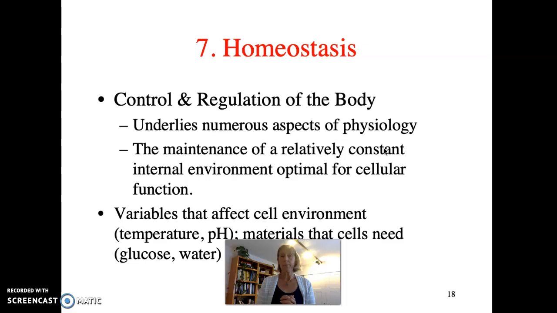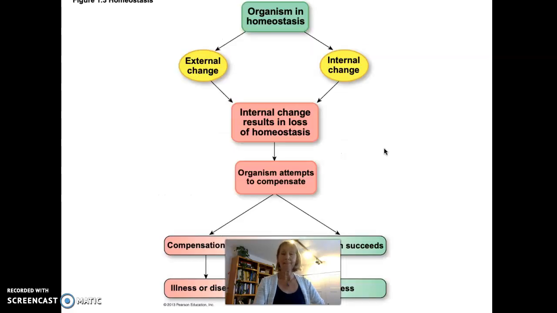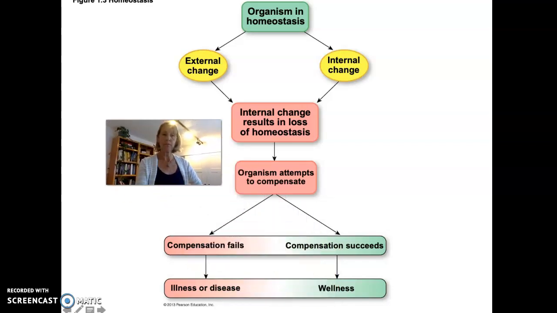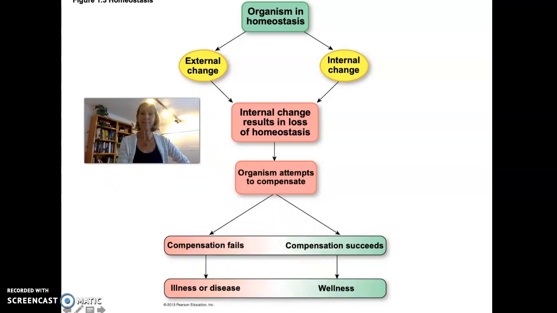So we'll be talking a lot about that. Look at this little diagram, and this is going to help you understand some of this or remember it all. I hope you're remembering all this. An organism in homeostasis is living happily ever after, but all of a sudden there's either an external change or an internal change. We have climate that's occurring outside or things that are happening inside. And this internal change results in a loss of homeostasis.